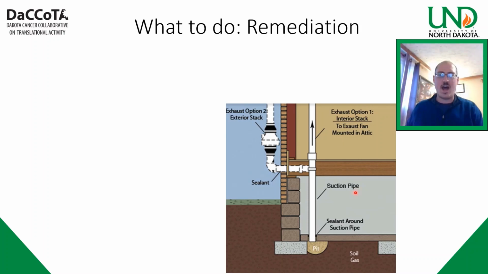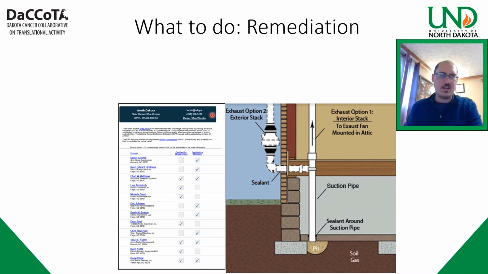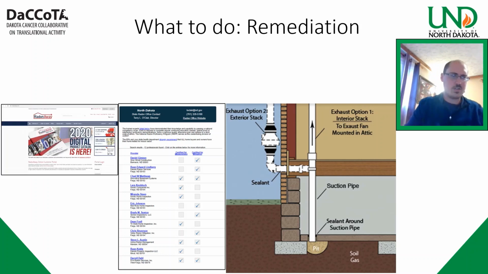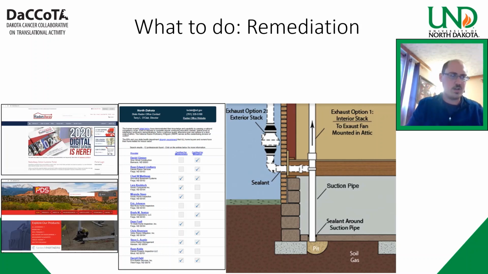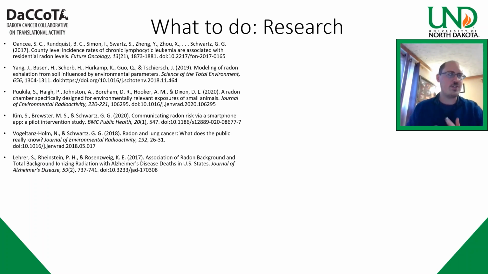Essentially what happens with these is you have some sort of suction pipe, whether interior or exterior, and then a fan, more like at the attic, to actively suck air up and out so that the radon doesn't stay and pool up. Again, in the North Dakota area, there are several people who can measure radon, mitigate radon, or do both. And of course, there are resources for doing it yourself, or finding the materials that a contractor could help you with. Another thing you can do is research on radon.